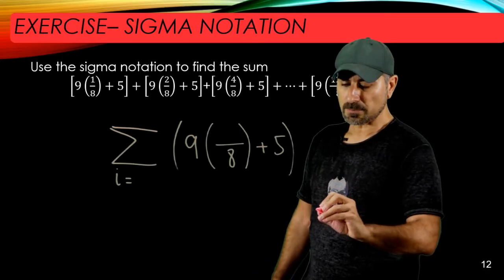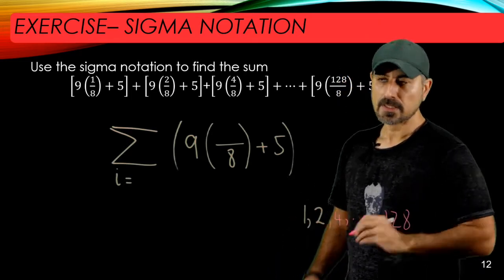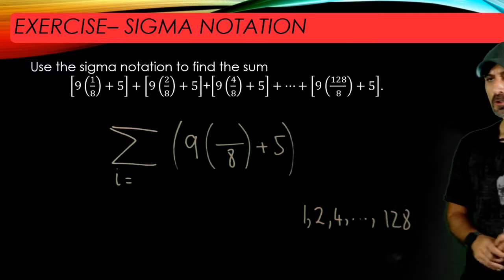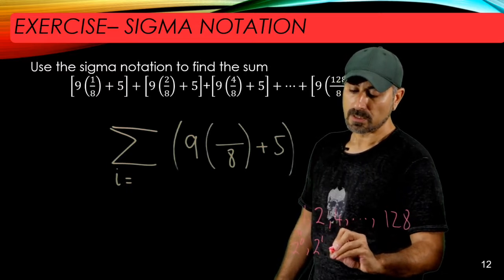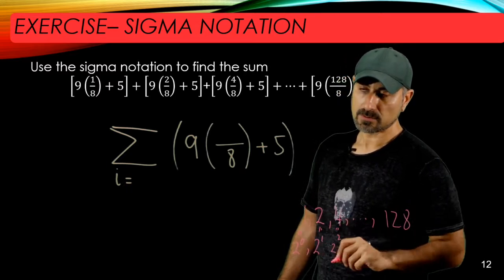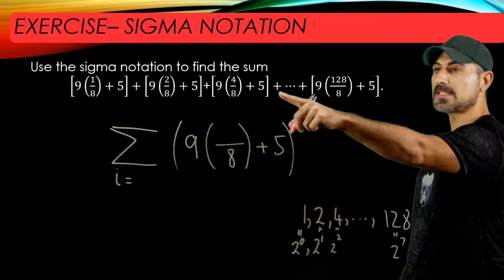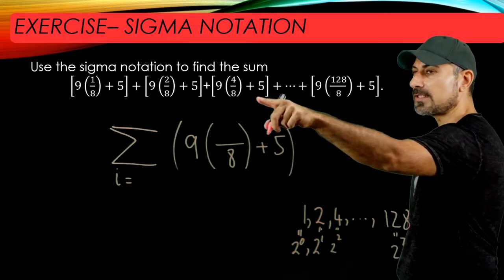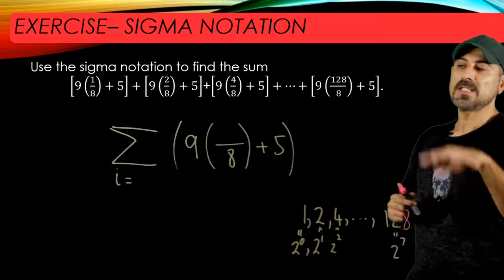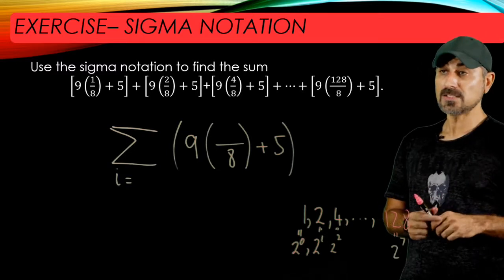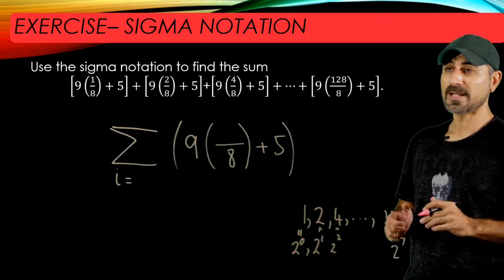If I list all of those numbers, 1, 2, 4, 128, there's a commonality between those terms because 1 is 2 to the 0, and 2 is 2 to the 1, and 4 is 2 squared, and then 128 is 2 to the 7th. In fact, the in-between terms should be what? For example, the bracketed term after this one should be 9 times 8 over 8 plus 5. The next one should be 9 times 16 over 8 plus 5, and all the way up to 9 times 128 divided by 8 plus 5.